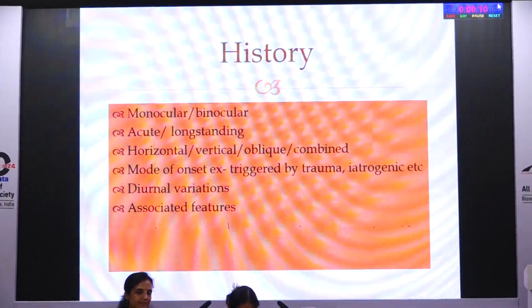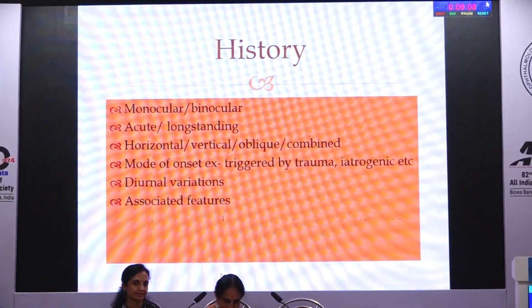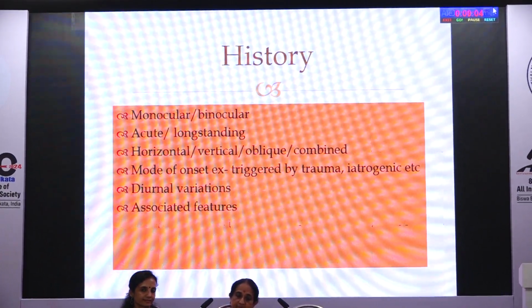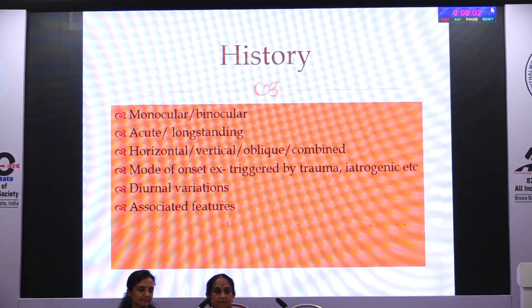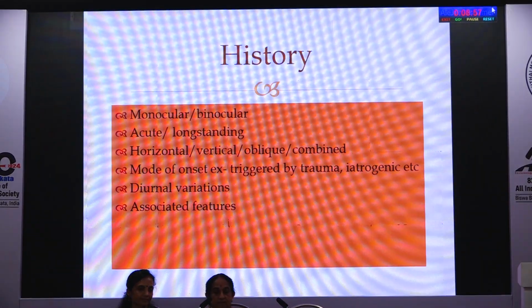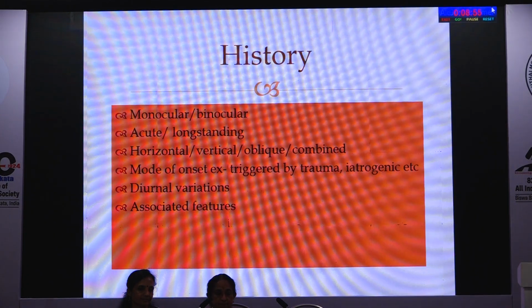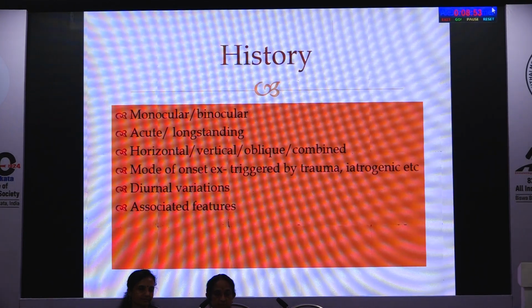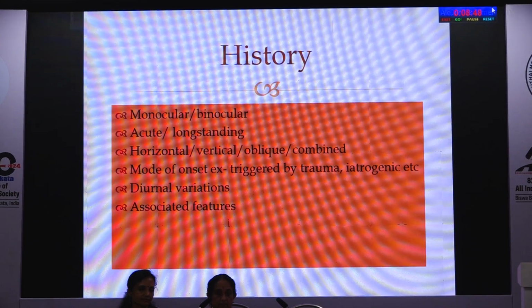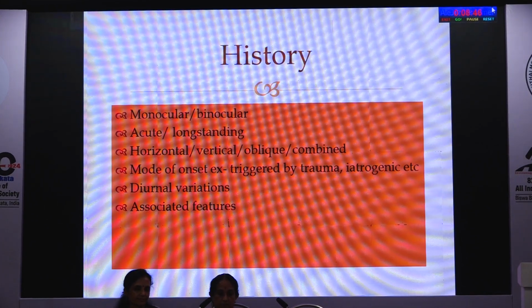So how to approach a patient with double vision? Whenever a patient comes to you with double vision, you have to get a detailed history, and from that itself you can come to a diagnosis. Not the correct diagnosis, but at least it will lead you to a diagnosis. So first you have to see if it is monocular or binocular, if it is of acute onset, which can be dangerous, and if it is long standing or intermittent.